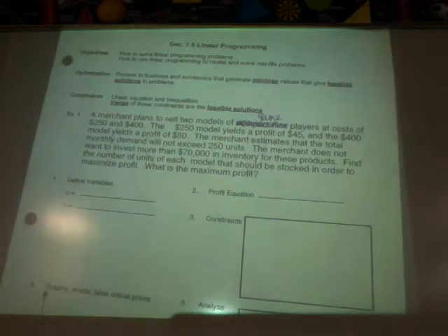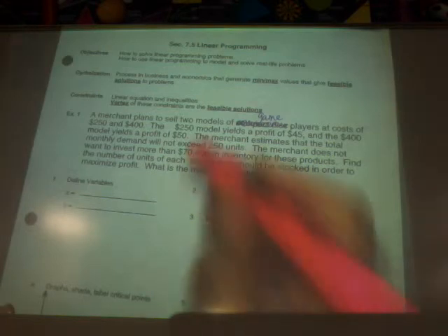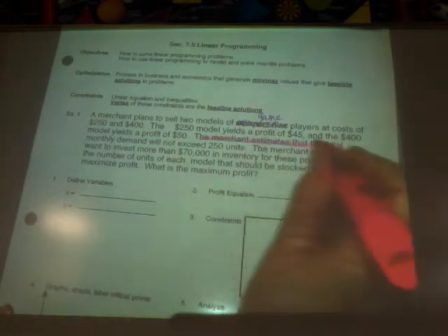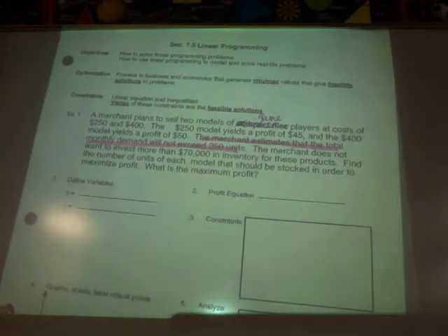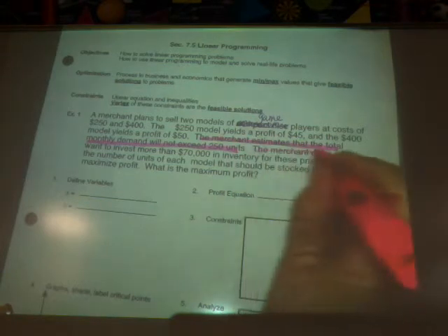So the merchant estimates that the total monthly demand will not exceed 250 units. This is called a constraint. In other words, they don't think they're going to have more than 250 items total sold, both the $250 item and the $400 item. Then it goes on to say the merchant does not want to invest more than $70,000 in inventory. In other words, they don't have any more than $70,000 to spend on buying these game players. So that is a restriction for them. So this is another constraint.